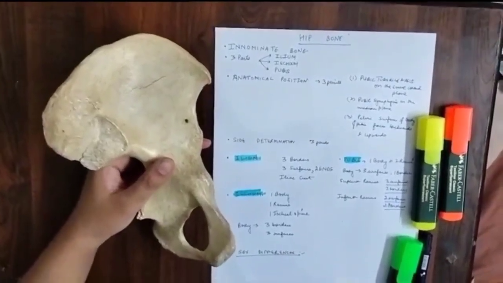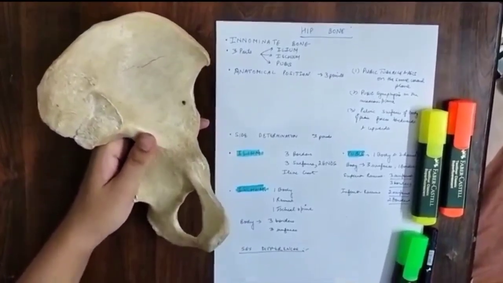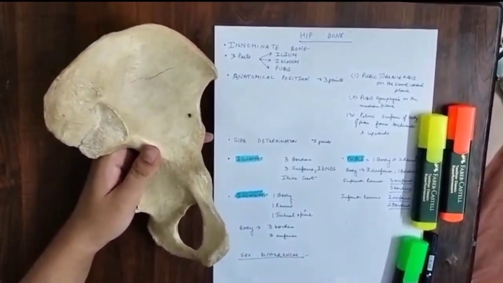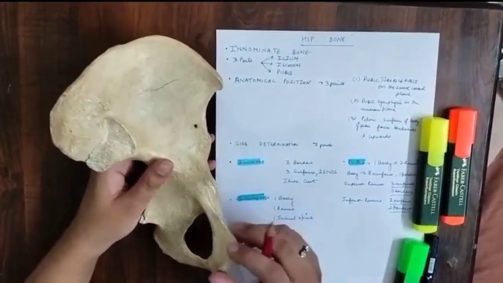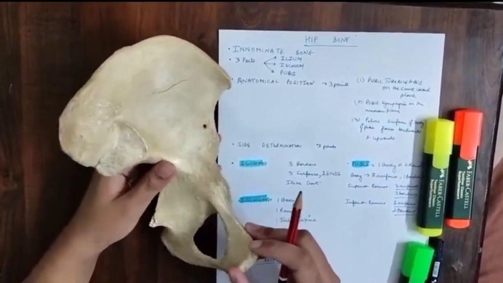Hello everybody. Today we're going to study about the hip bone. So hip bone is an innominate bone. Innominate means that it does not have a specific name. It is just named according to the region it is lying in. So it is lying in the pelvis.